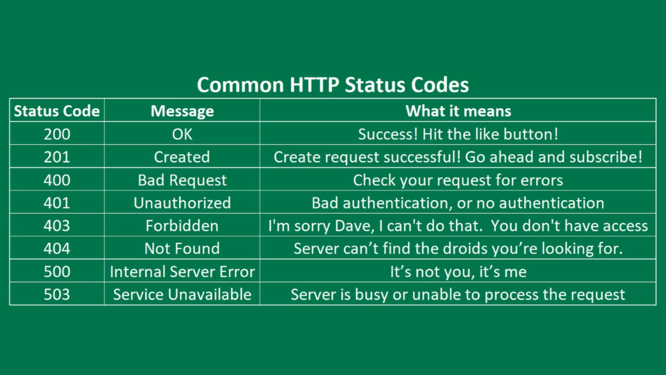And the next one that we need to be aware of is going to be the 400 range. Now, if it's a 400 range, that means there's something wrong with your request.